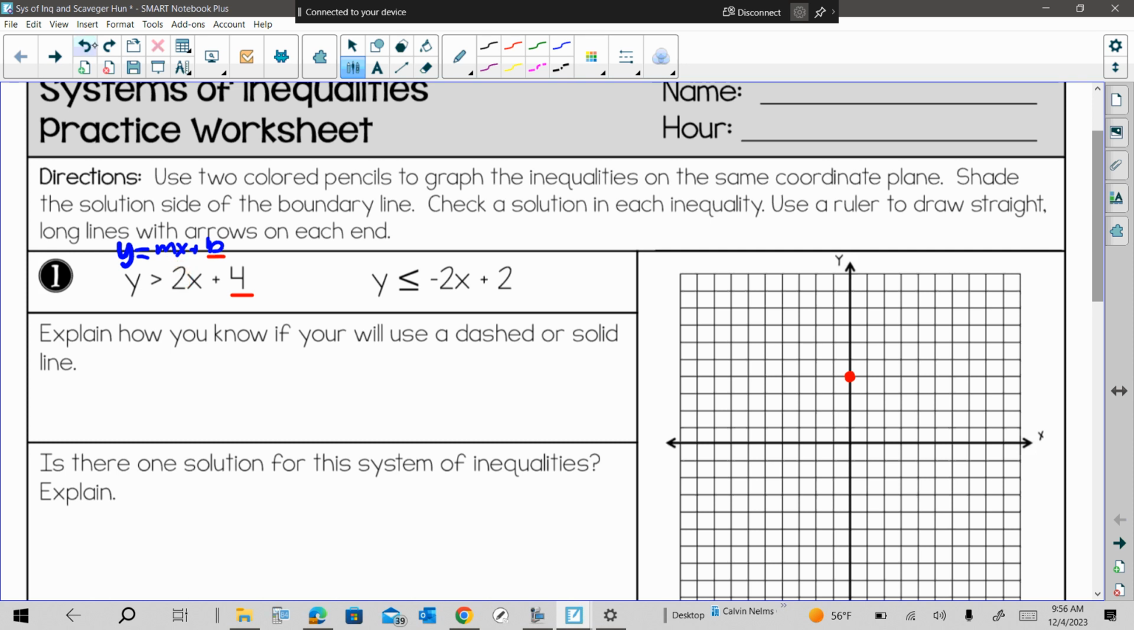So that means a rise over run of 2, which was 2 over 1. I would count up 2 and then to the right 1, or you can count down 2 and to the left 1.